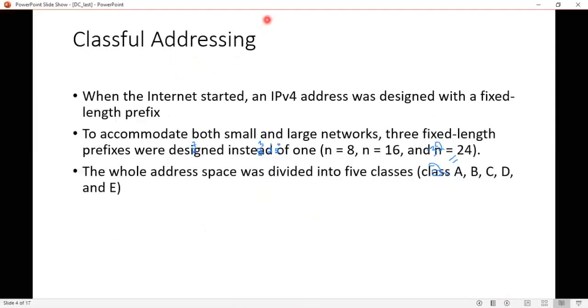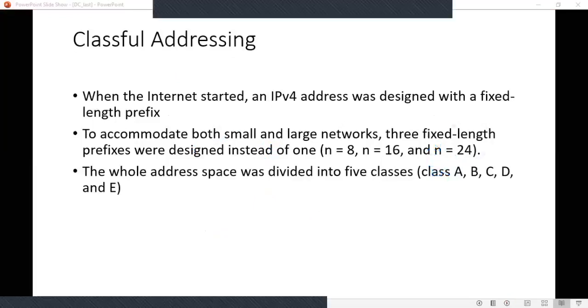Now, classful addressing. First type, that is classful addressing. When the internet started, an IPv4 address was defined with a fixed length prefix. That is, the length of the prefix was fixed initially when the internet started, and we call it classful addressing. To accommodate both small and large networks, three fixed length prefixes were defined instead of one. Those were n equal to 8, n equal to 16, and n equal to 24.